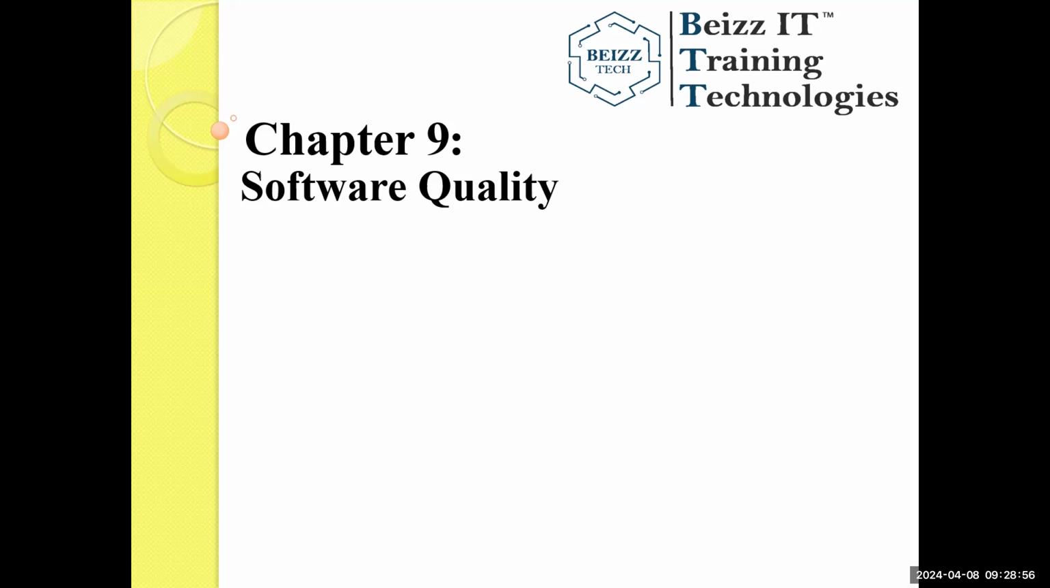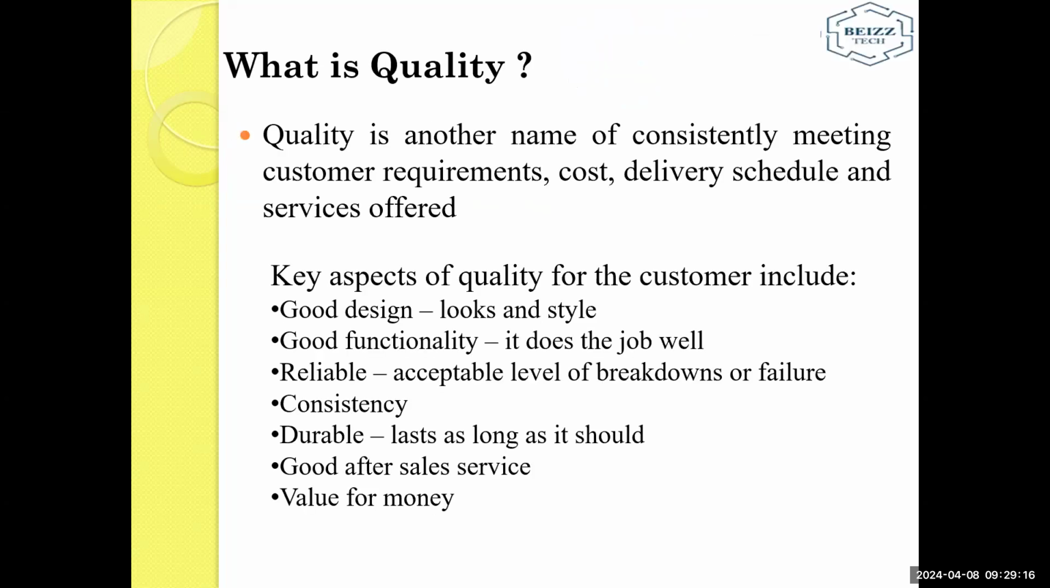So very first, what is quality? Meeting the expectation of the customer in terms of everything: requirement, budget, the deadline and schedule defined by the customer, and the service offered to that customer. That is called the quality of the software. These points are very important to focus on because every customer expects the application to be a quality one. So quality is another name for consistently meeting the customer's need, cost, delivery schedule, and service offered. What are the key aspects, guys?